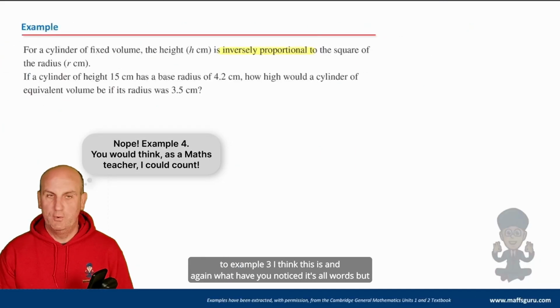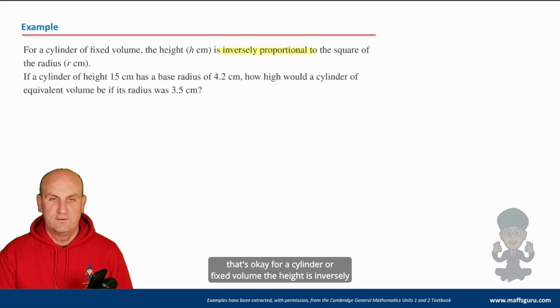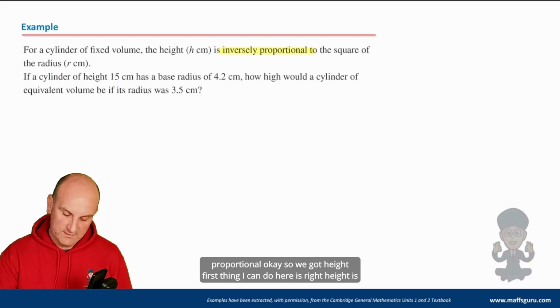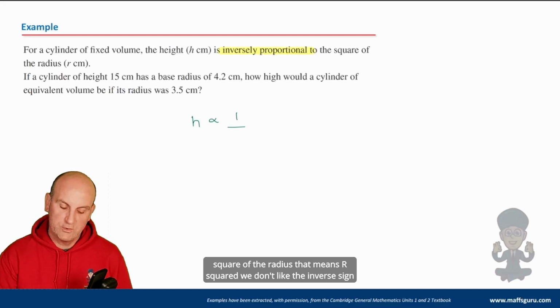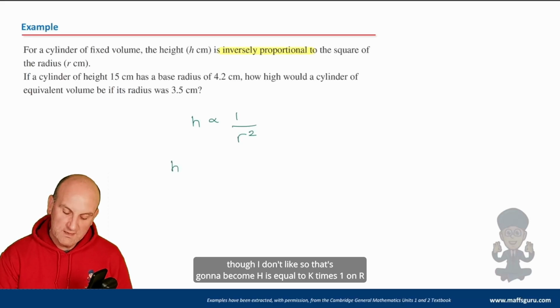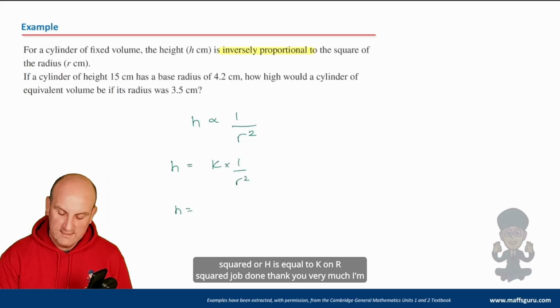Now, moving on to example 3, I think this is. And again, what have you noticed? It's all words, but that's okay. For a cylinder of fixed volume, the height is inversely proportional to the square of the radius. Okay, so we got height. First thing I can do here is write height is, there's my proportional, but what does inversely proportional mean? 1 on r squared. We don't like the inverse sign. So that's going to become h is equal to k times 1 on r squared, or h is equal to k on r squared. Job done. Thank you very much.